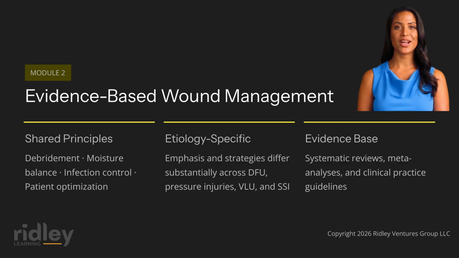Moving on to Module 2, Evidence-Based Wound Management by Etiology. Effective wound management requires interventions tailored to the specific pathophysiology of each wound type. Shared principles like debridement, moisture balance, infection control, and patient optimization underpin the management of all chronic wounds, but the relative emphasis and specific therapeutic strategies differ substantially across diabetic foot ulcers, pressure injuries, venous leg ulcers, and surgical site infections. This module examines the current evidence base for management of each major wound etiology, drawing on data from systematic reviews, meta-analyses, and clinical practice guidelines to give you a thorough framework for clinical decision-making.